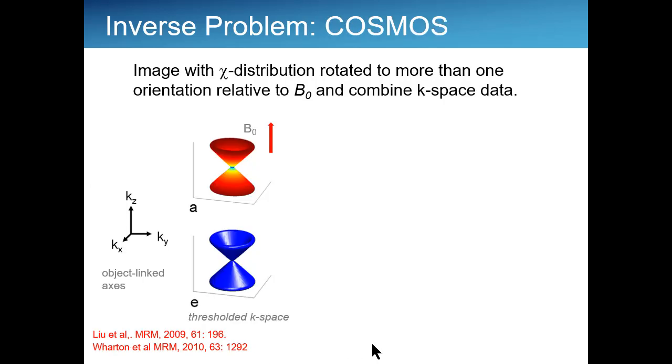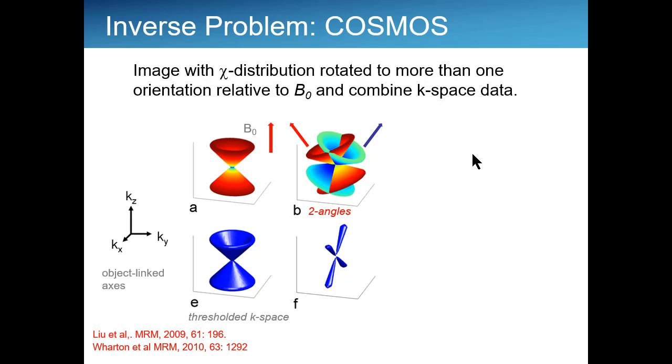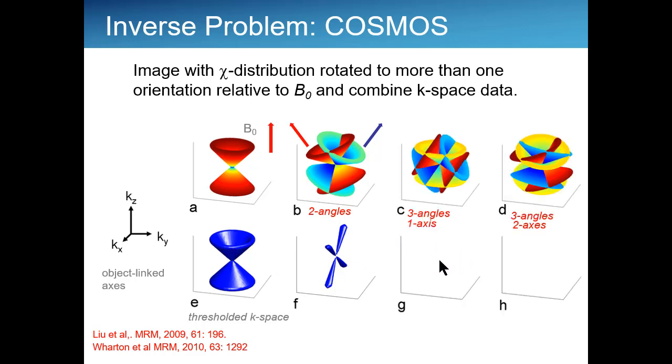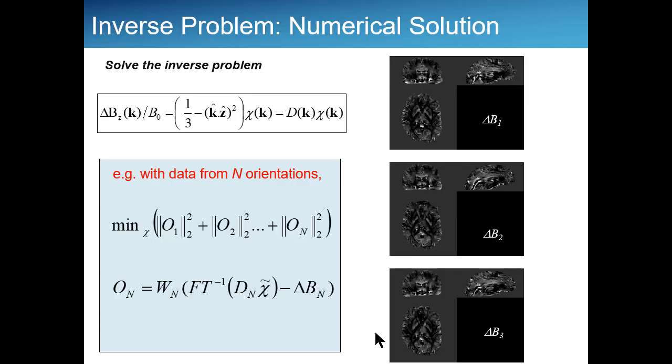Perhaps the sort of gold standard for susceptibility mapping on the scanner is what's called the Cosmos approach, which is an approach where we make measurements with the object, usually the head, at multiple angles to the field. And if you think about that, that rotates this conical surface relative to the Fourier transform of the susceptibility distribution, and it means we have less problematic areas. So if we have 3 angles of rotation, we can actually have no problematic areas at all.